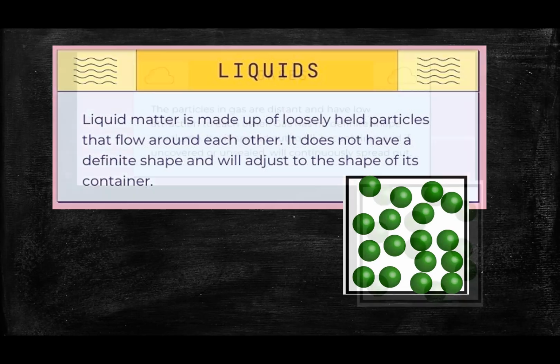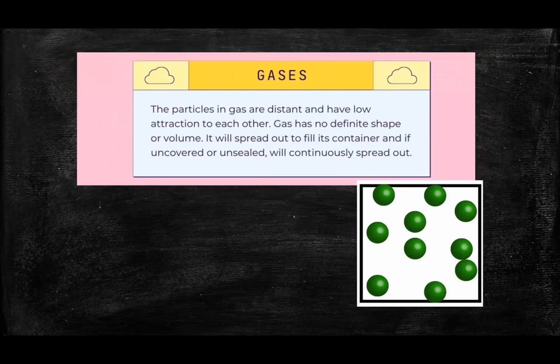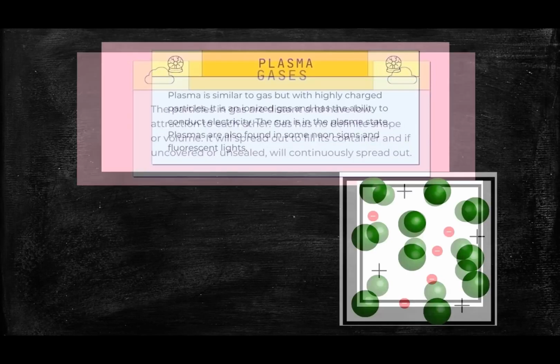However, things change when we go on to the gas state. The particles in a gas are distant and have low attraction to each other. Gas has no definite shape or volume. It will spread out to fill its container as if uncovered or unsealed. It will continuously spread out. So if we have a container where the liquid has now evaporated and there's a gas, and we open up that container, all the gas molecules are going to go out and spread out in as much volume as we give them. So those molecules or atoms are going to go as far away from each other. That makes up the gas state.